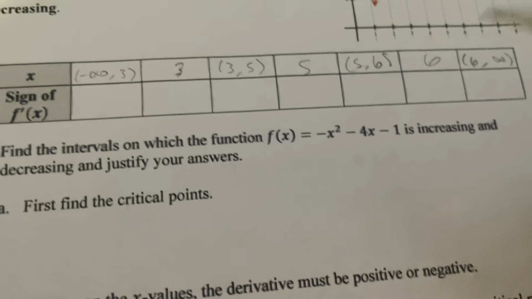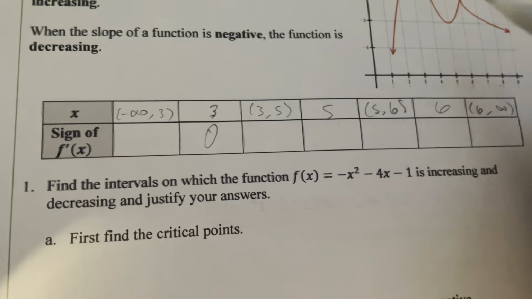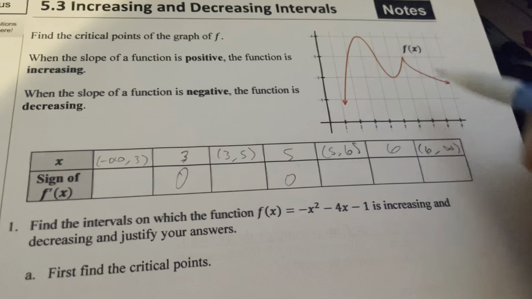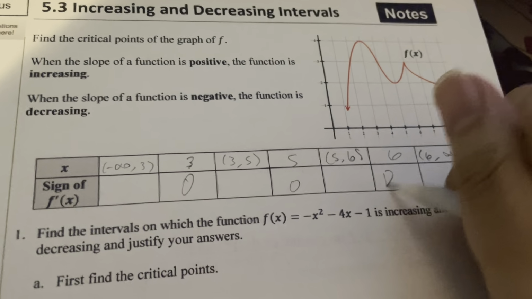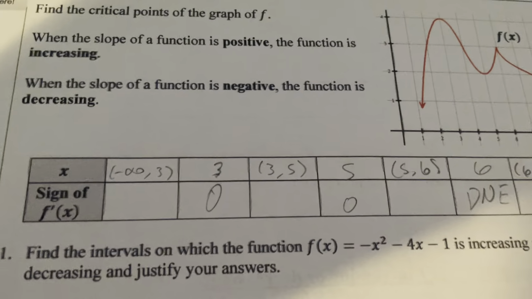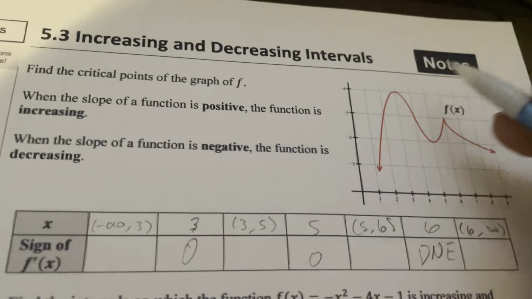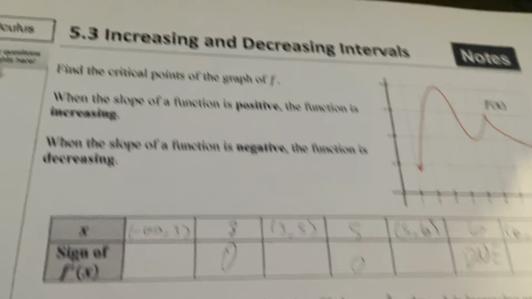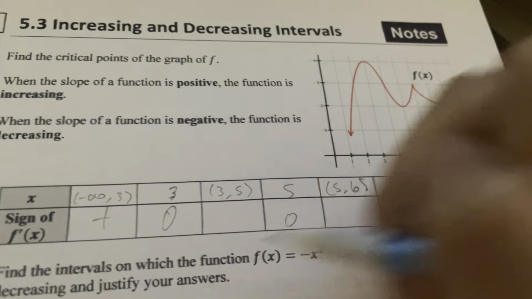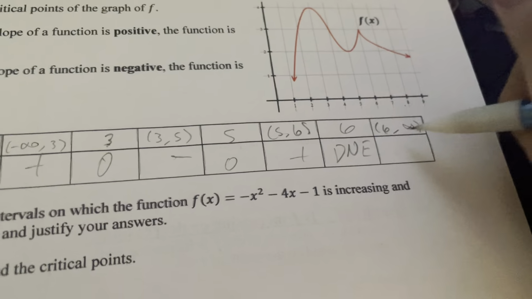Now we know the sign of f prime of x of each of these. Since it's a horizontal tangent line, we know these are 0. Since this is a point, we know that this is D and E. And for this instance, by looking at the graph, we could tell that this interval is going positive, and this interval is going negative, and this interval is going positive, and this interval is going down, so negative.